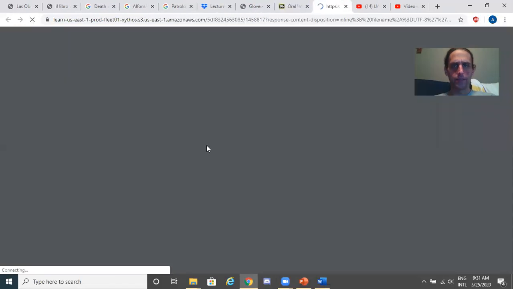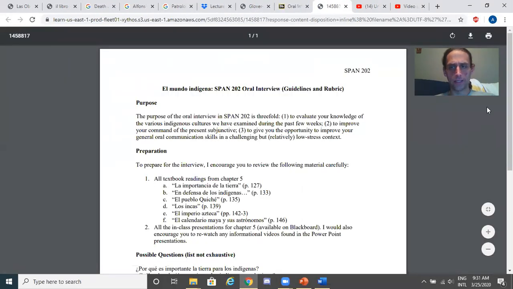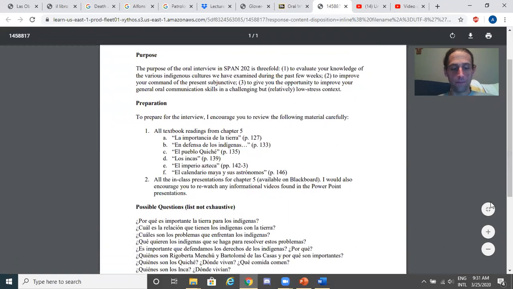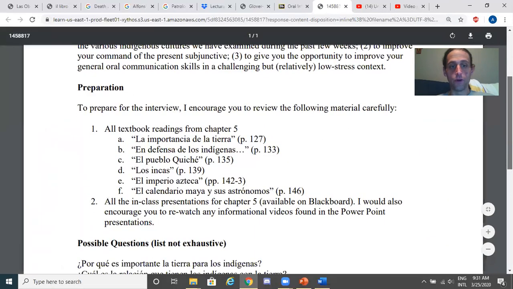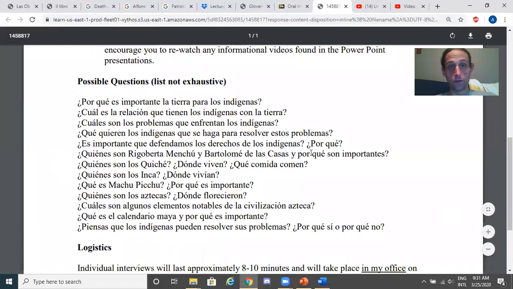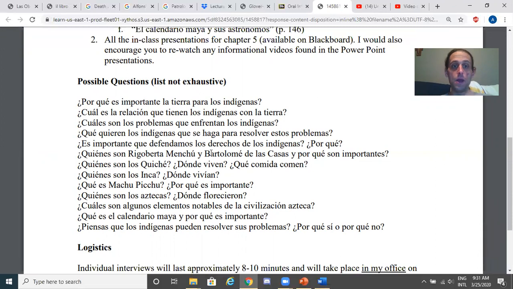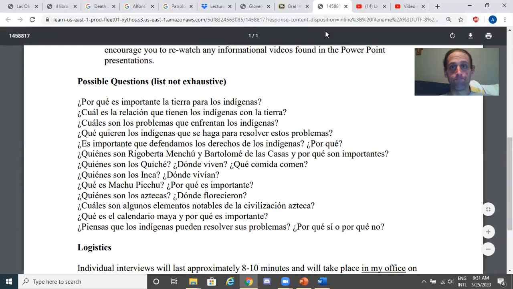So first, the guidelines. Be sure to take a close look at the guidelines. They give you not only, as you can see, the readings that will be included in the oral interview, but also a list, though not exhaustive, of possible questions. Okay? So be sure that as you're doing the readings, you're thinking about these questions, you're imagining ways to answer them. That's what I want to talk about today.